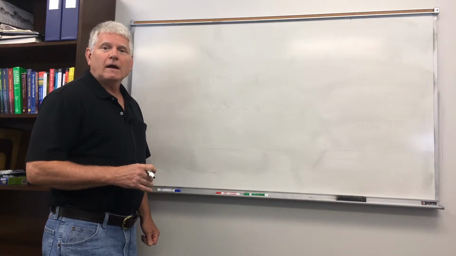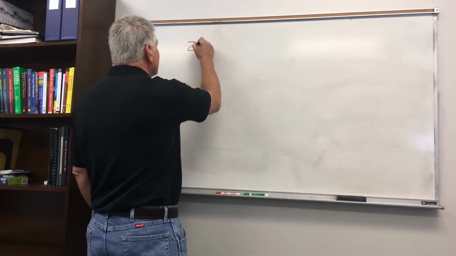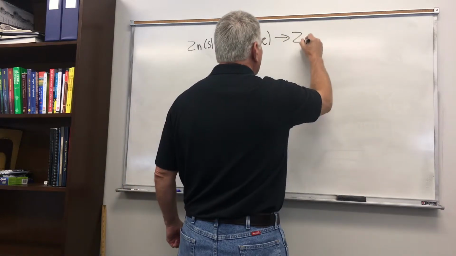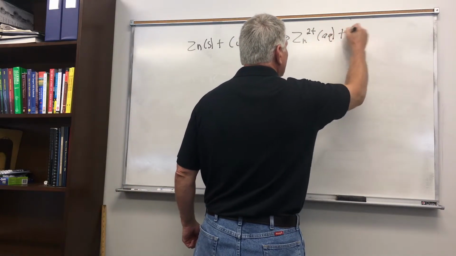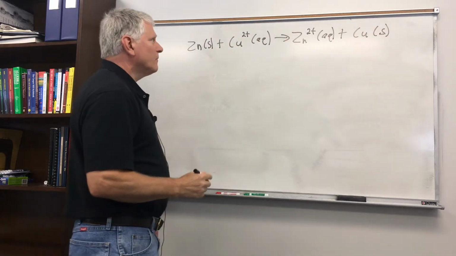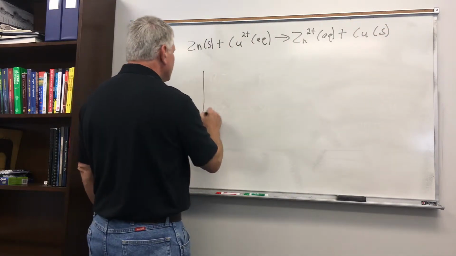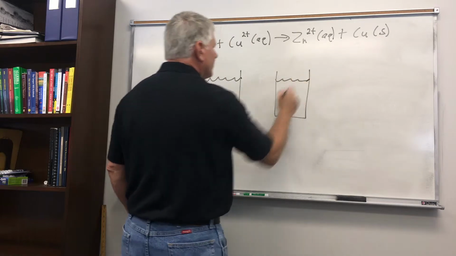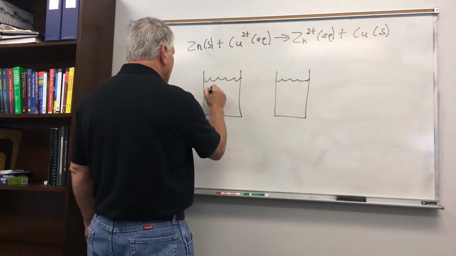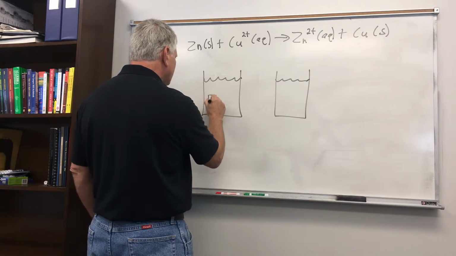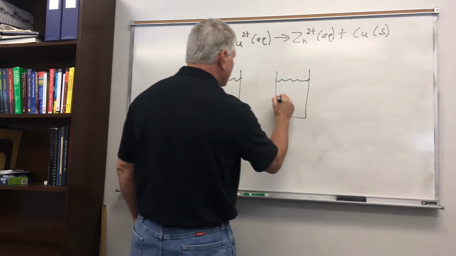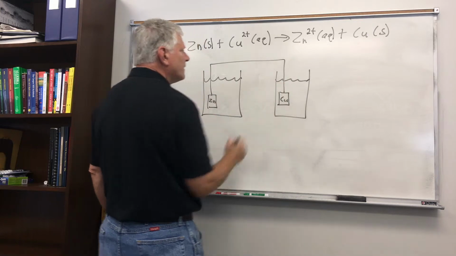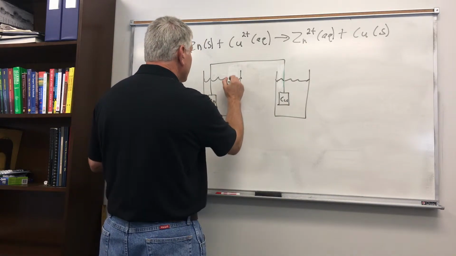Let's consider our zinc-copper redox reaction. And if we separated the two half reactions in two different beakers, filled them with water, and then if we have, say, a zinc solid electrode and a copper solid electrode, connect them by a wire, and we have our salt bridge.